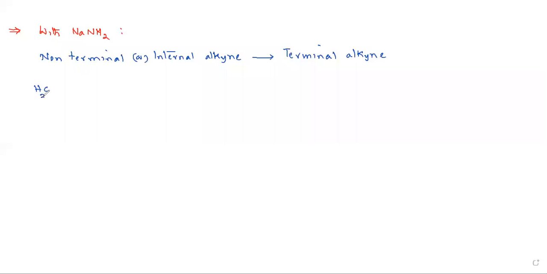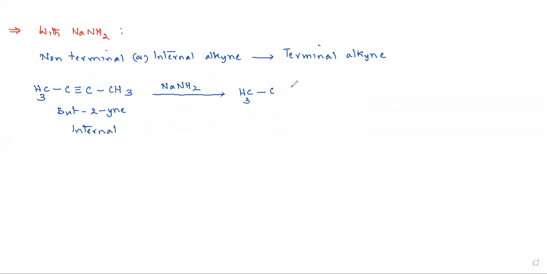Let me first give you an example. So this is butadiene. No doubt it's internal or non-terminal, right? See, with sodium amide, yeah, this step is very interesting. You will understand this only after the mechanism. This is what you get.